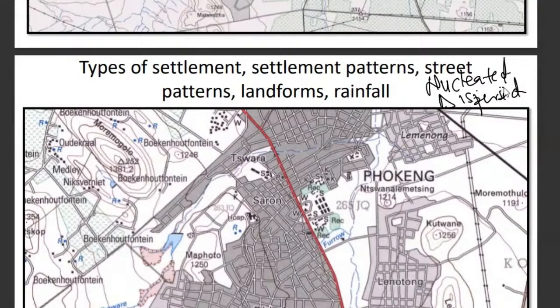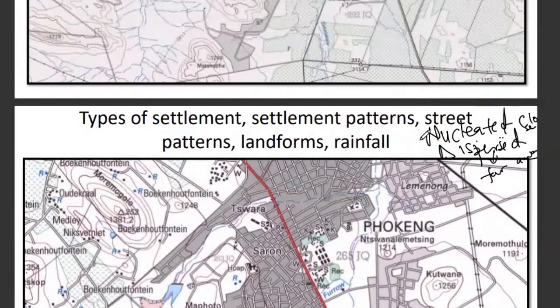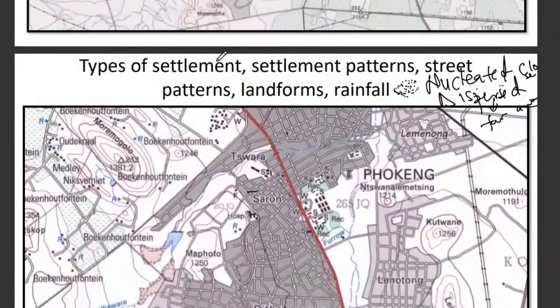And we'll talk about nucleated settlements close to each other. Then here are settlements far away from each other. If you check on the map, do you see anywhere where the settlements are so close to each other in one area like that? That one is going to form a nucleated settlement pattern. What about dispersed? Dispersed is going to form something like this when they are spread from each other. Okay, that is settlement pattern.